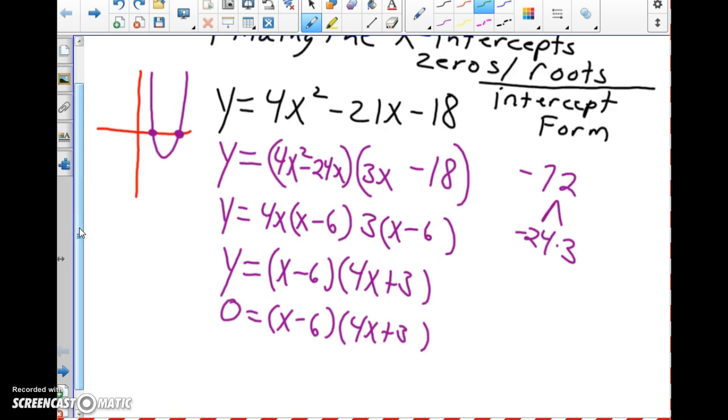Look at this. If y is 0, then how much is x going to be here? 6. How much is x going to be here? Negative 3/4. It's so simple. So x equals 6 and x equals negative 3/4 is right. Okay, here we go. And that's what you're going to see me do. Just draw a little silly graph right here. It's going to hit at 6, right? And at negative 3/4.